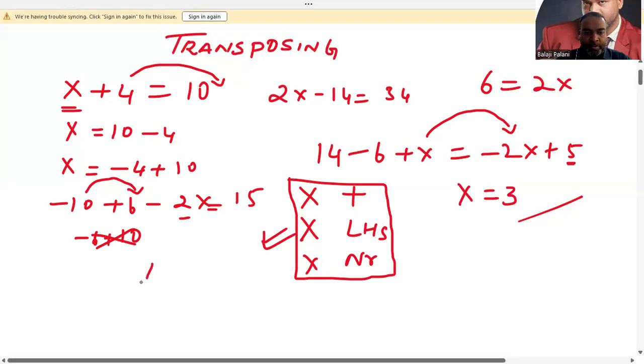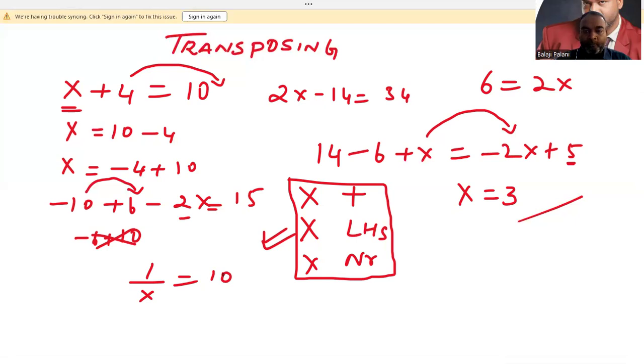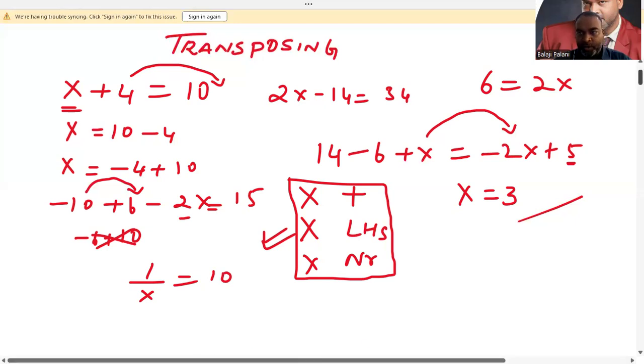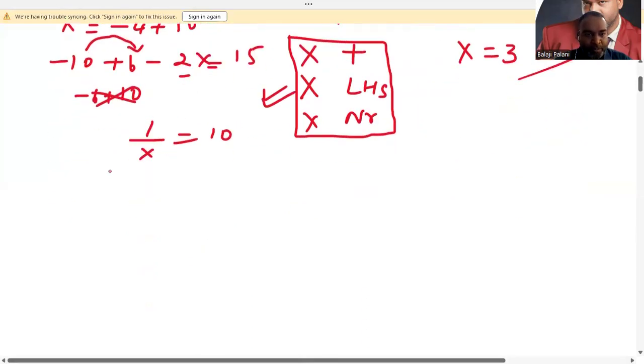numerator. Where does this come up? So for example, 1 by x is equal to 10. Here there is confusion: what is the value of x? And when it comes to inequalities, this is going to be even more disturbing. Okay. So we will work on the inequalities at a later stage. Now 1 by x is equal to 10 means what?